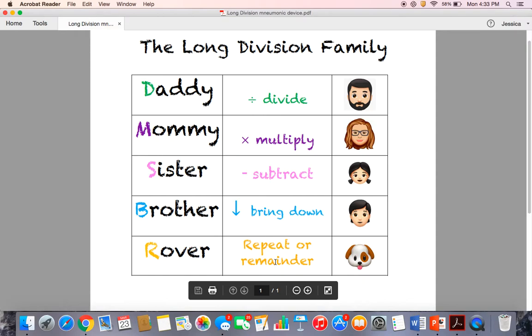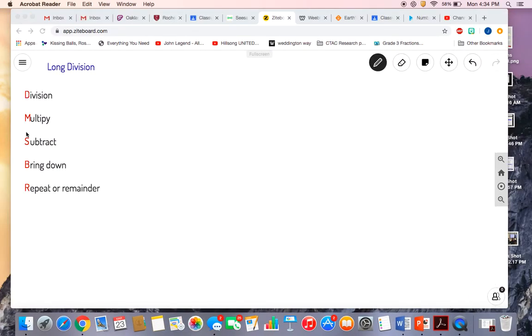Like I said, I will post this on our Google Classroom, and you guys can use this mnemonic device to help you remember the steps used for long division. Hopefully over time you can just remember Daddy, Mommy, sister, brother, Rover without having to look back at this, and that way you constantly have it in your mind the steps that you need to go through in order to do long division. So we will go ahead and look at it. For right now, I just posted all of our different steps right over here. So I have our D for divide, M for multiply, S for subtract, B for bring down, and R for repeat or remainder.